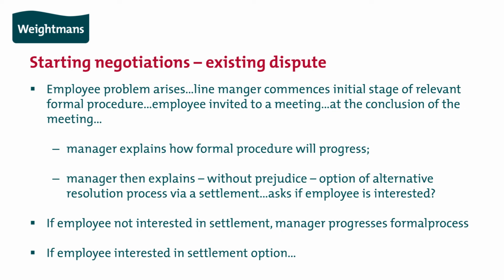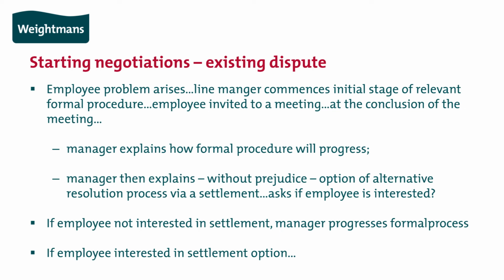Now to finish with, what I want to do is just look at the chronological sequence of events if you were wanting to undertake negotiations on a without prejudice basis, first where there is an existing dispute, and secondly where there is no existing dispute. So let's start where there is an existing dispute.